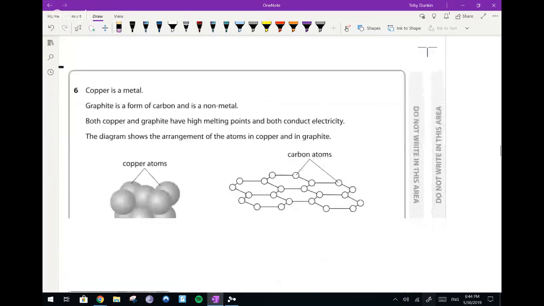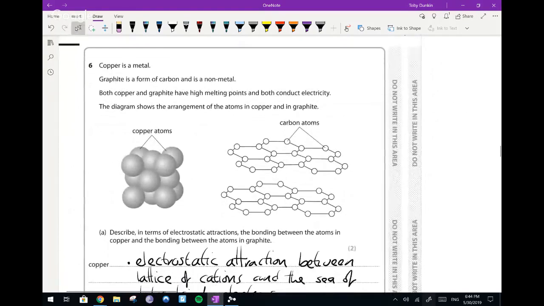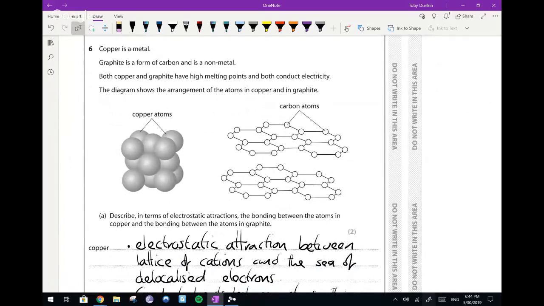Next, copper. So we're into a good old bit of bonding. Copper is a metal. Graphite is a form of carbon, which is a non-metal.